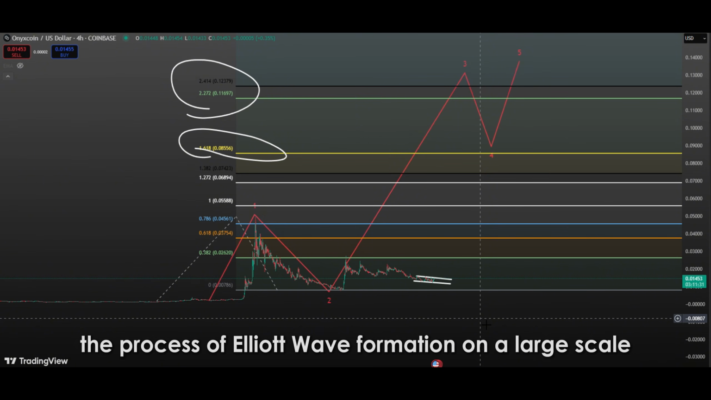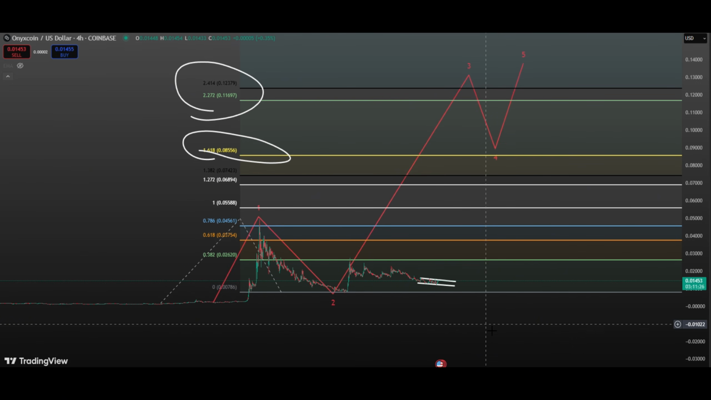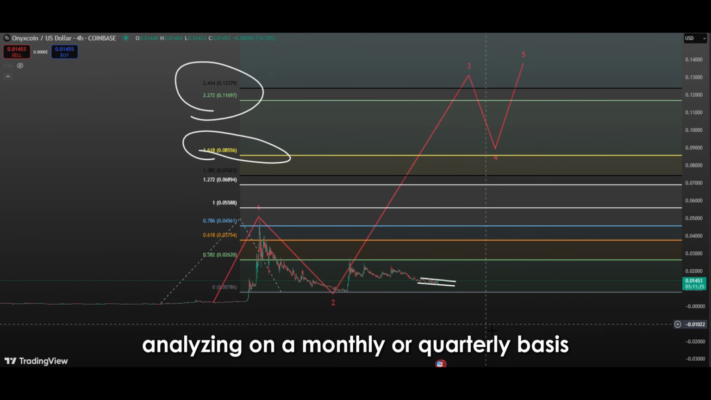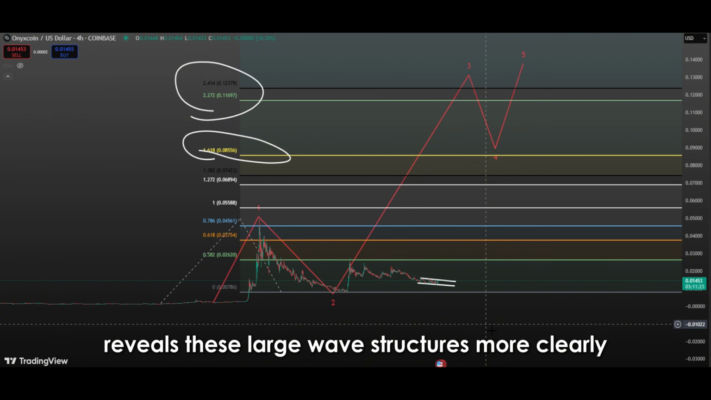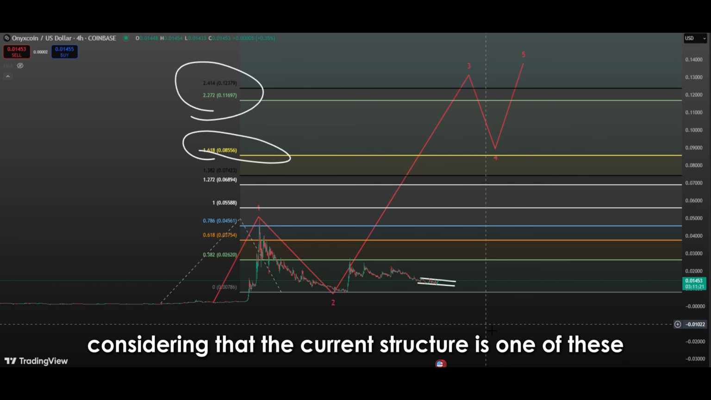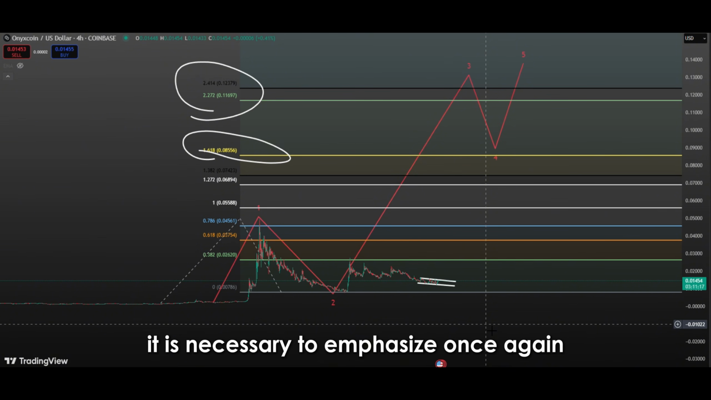In addition, the process of Elliott wave formation on a large scale is often more meaningful and reliable for long-term traders. Analyzing on a monthly or quarterly basis, rather than daily or weekly charts, reveals these large wave structures more clearly. Considering that the current structure is one of these large cycles, and that we are currently in the second correction wave, it is necessary to emphasize once again the importance of a patient attitude and strategic positioning.